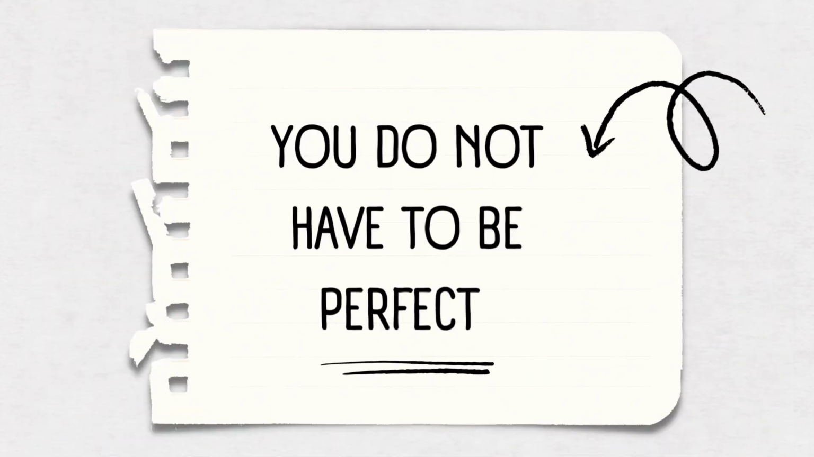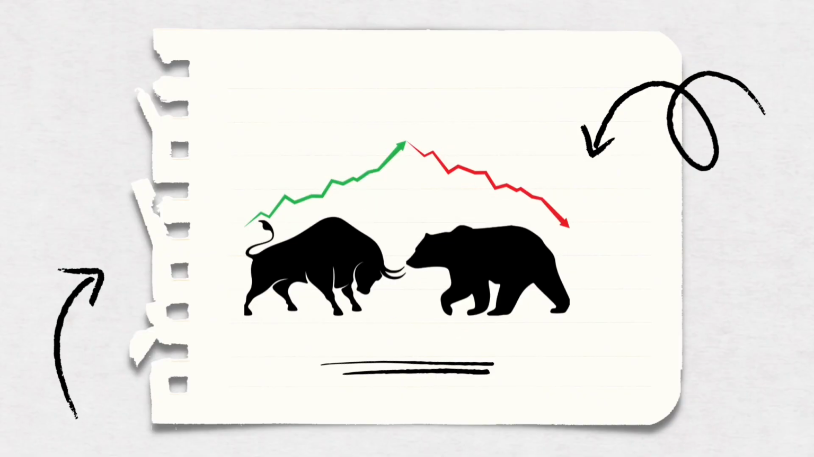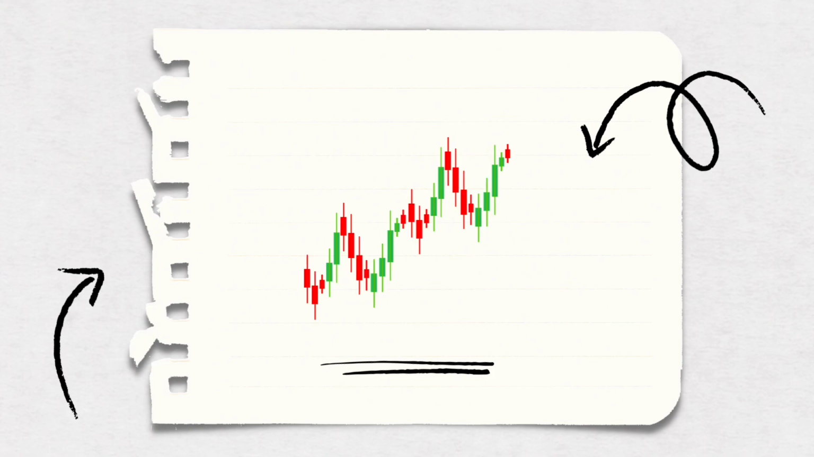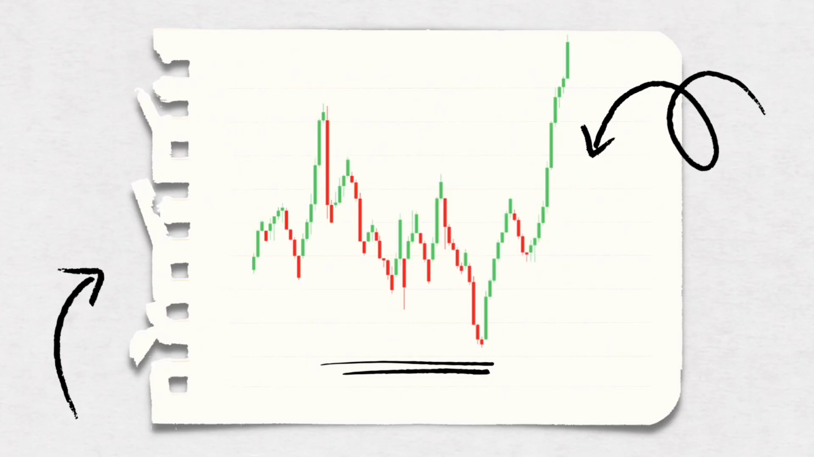You do not need to memorize anything, and you absolutely do not need to get it instantly. The goal right now is simply to start recognizing what you're seeing. Again, green equals buyers, red equals sellers, and candles equal the story of what price just did. This is all. Keep it simple, because the simpler this is in your mind, the easier everything will become.